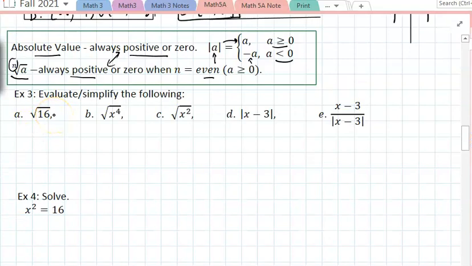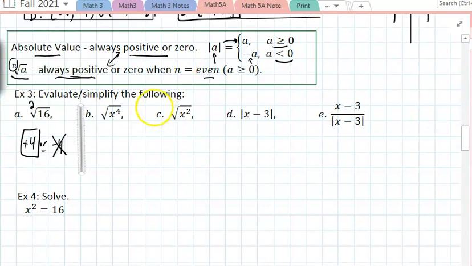Square root of 16. This is asking, what number do you multiply by itself to get 16? Well, the answer is positive 4 or negative 4, because positive 4 times positive 4 is 16, and negative 4 times negative 4 is 16. Except this is a square root. It's always positive. Even though negative 4 times negative 4 is positive 16, we're eliminating the negative option because this is a principal radical. A principal radical is always positive.